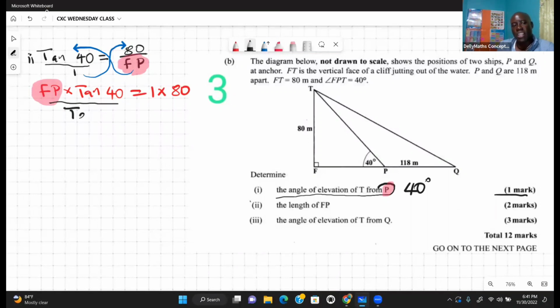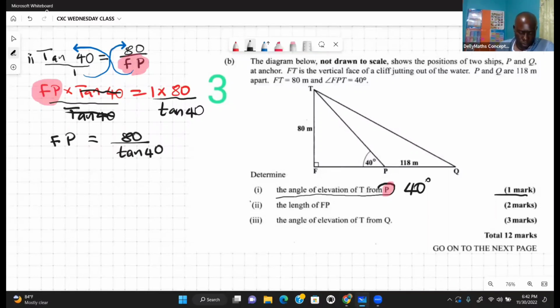We are now able to get it alone by dividing. Remember that transposition knowledge you had a couple weeks ago? Use it. Dividing by tangent of 40, cancel. But you have to balance. The other side must be divided by the same thing. Let's write back what we have. FP is 80 divided by the tangent of 40. So you work that out straight up. 80 divided by the tangent of 40, and I'm getting 95.3.